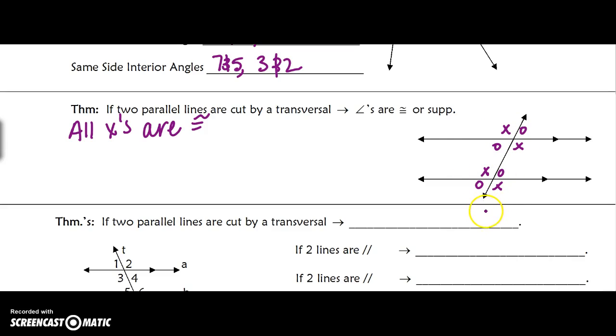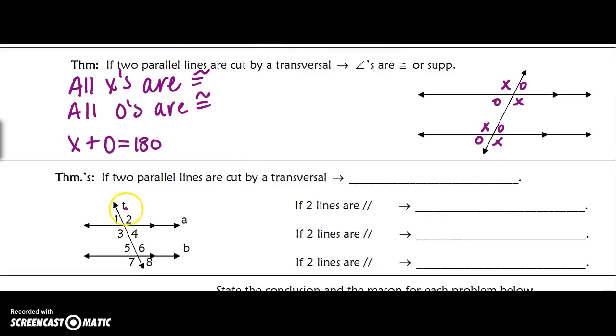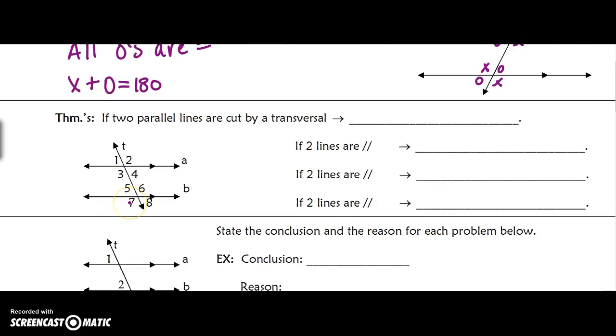So this kind of helps you organize your thoughts, which just also means that all of your O's are congruent as well. But what happens if you're looking at two angles and one is an X and one is an O? Well, any X plus O is equal to 180, which makes it supplementary. So what this means, it says if two parallel lines are cut by a transversal, then you can say corresponding angles are congruent.